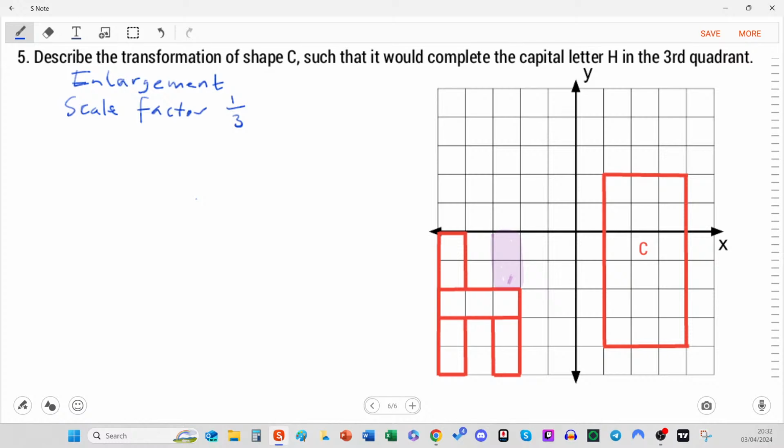We need to think, where is the point of enlargement? Typically, if the original object, let's call this O, the object is here, and the enlargement is on the right-hand side, then it's quite typical that the point of enlargement is on the left-hand side and it sort of goes up like this, yeah? That's roughly where we're aiming. But there's a really cool trick.